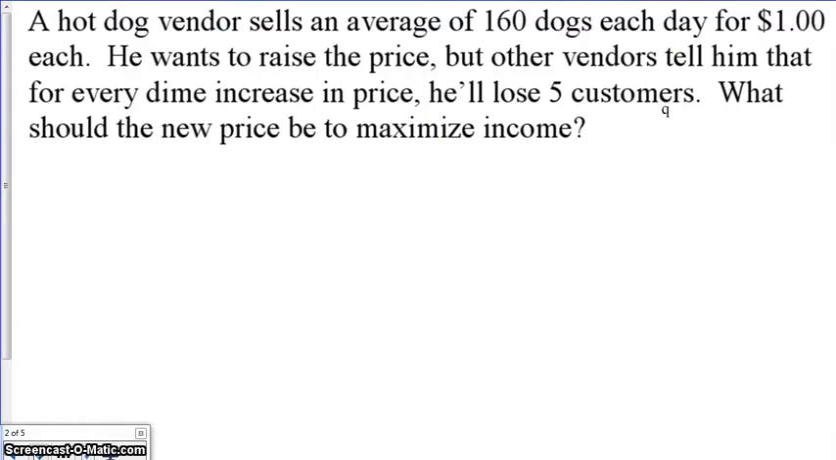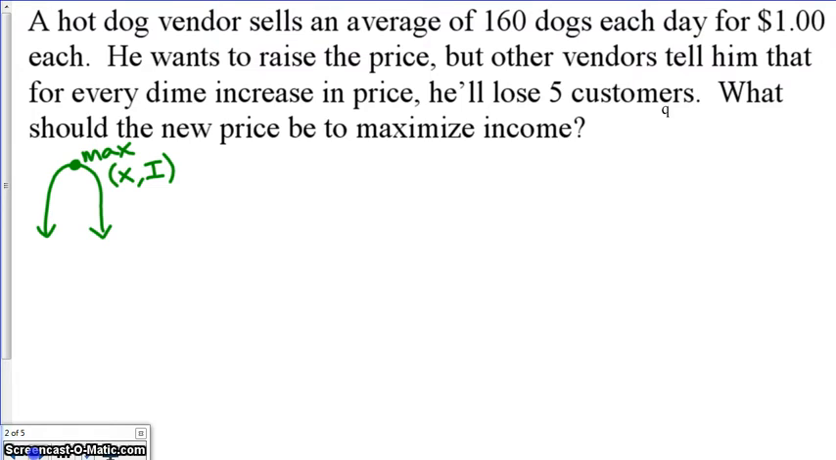Okay, so we have our price, and we're talking about a number of hot dogs. They want to increase the price by a dime every day. So if you think about this, what should the new price be to maximize income? Again, we're talking about our vertex. So this is going to be our max point on our parabola. The coordinates are x, comma, I. I is going to stand for our income.